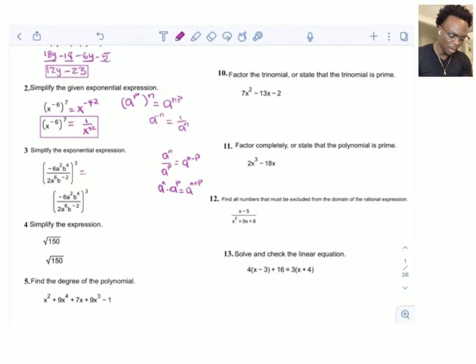in this problem here. So let's see, we keep the fraction here. So let's start by dividing the coefficients. So -6 divided by 2 is -3. Then a exponent 2 times a exponent -6 is a exponent 6 over a exponent 3 times a exponent 6.